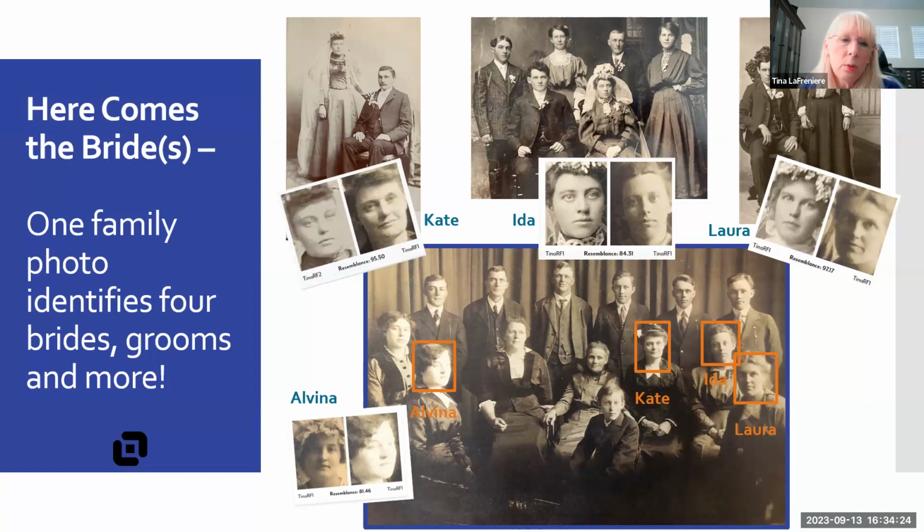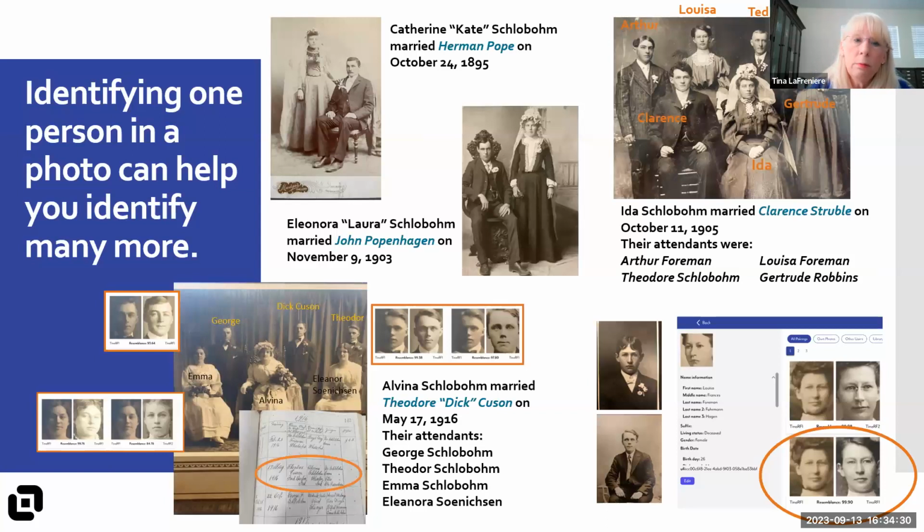But figuring out who the brides are gave me so much more. Once the brides were revealed, then I knew what their husbands looked like, and I could add their images to my family tree. In the case of Ida and Alvina, their photos included their wedding parties, and the church records told me the names of the attendants. Related Faces helped me identify, in Ida's photo, Louisa Foreman, and in Alvina's, it identified George, Theodore, and Emma.